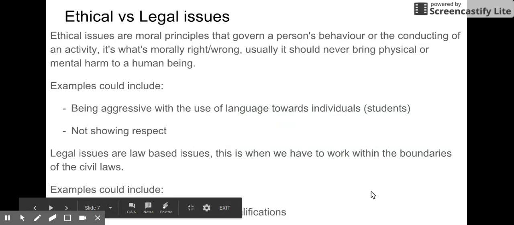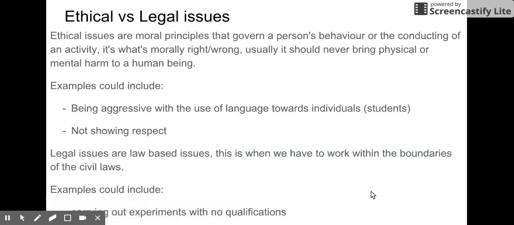So there's a difference between ethical and legal issues. Ethical issues are moral principles that govern a person's behaviour or the conduct of an activity. It's what's morally right or wrong. Usually it should never bring physical or mental harm to a human being. Examples of ethical issues could be being aggressive with the use of language towards individuals or not showing respect.